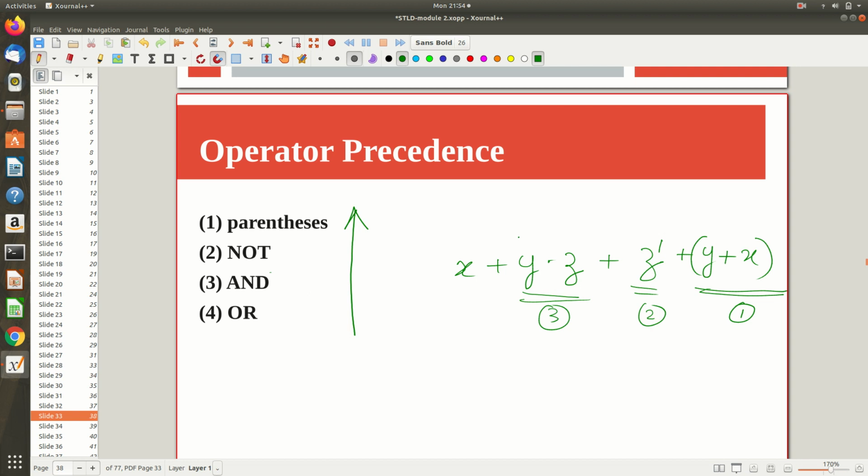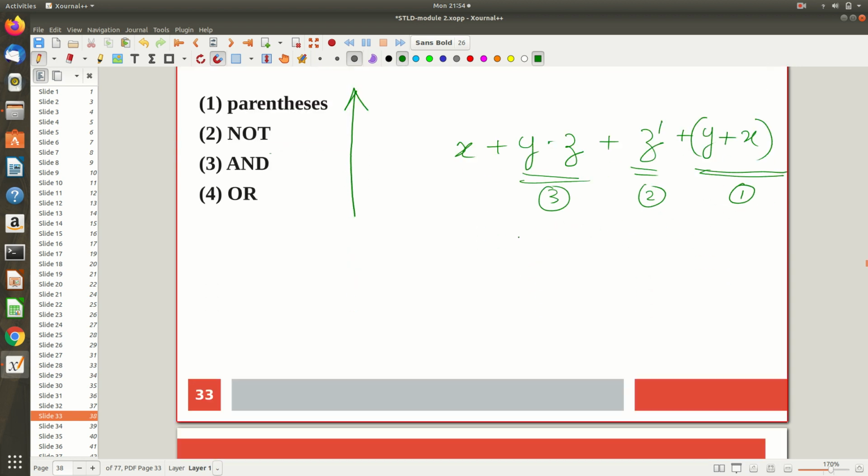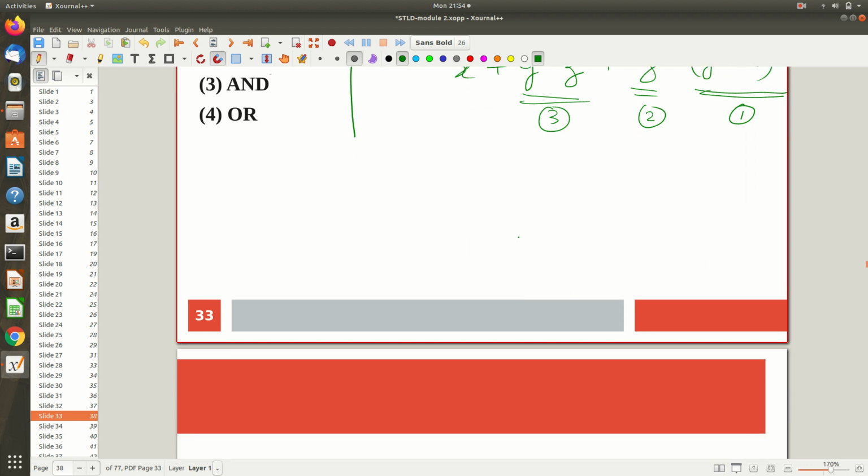Okay. Anyway, for simplification purposes, it's enough to know the precedence among these 4 things: parenthesis will always have the highest precedence, then NOT, then AND, then OR gate. That is enough for the time being. Okay. So keep that in mind during simplification and all. Don't take something different.